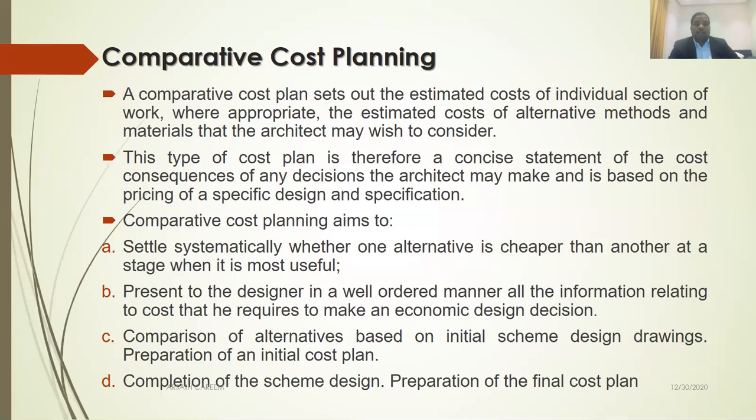A comparative cost plan sets out the estimated cost of individual sections of the work where appropriate, and the estimated cost of alternative methods. That's what I call alternative methods. For example, like package unit and split unit, or in a staircase area, you can use a fire rated wooden door or a fire rated steel door.